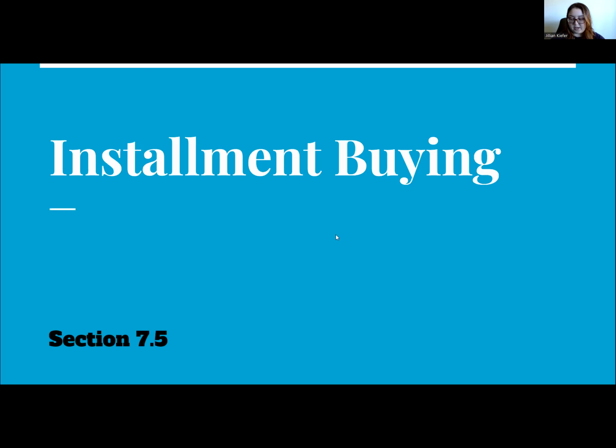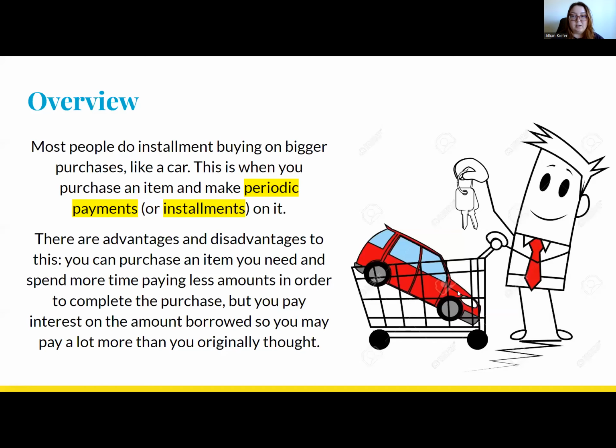Hello, everyone. We're going to go ahead and get started on section 7.5, which is going to be installment buying. As an overview, most people do installment buying on bigger purchases like a car. This is when you purchase an item and you make periodic payments or installments on it. There are advantages and disadvantages to this.